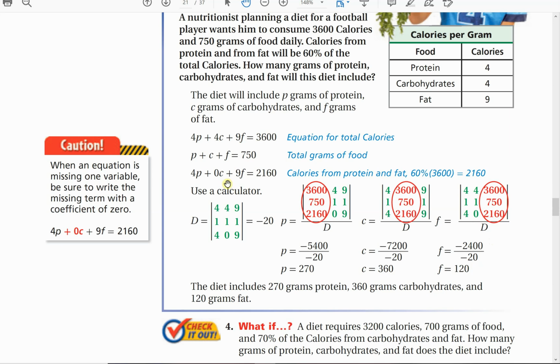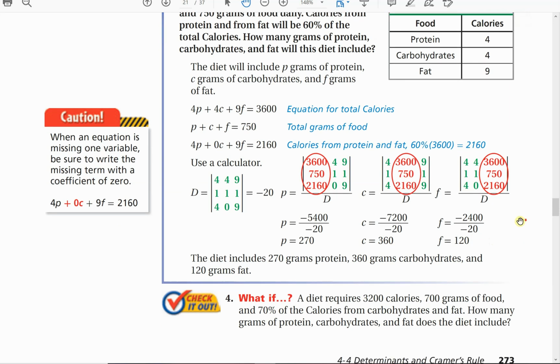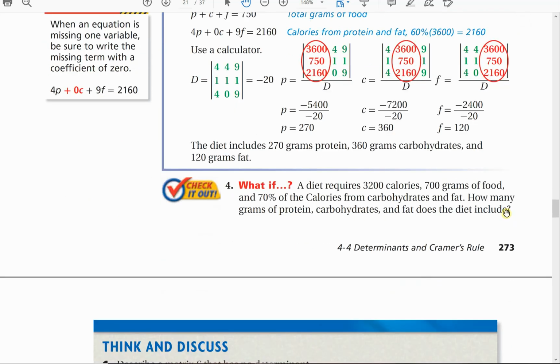And there it is. Now notice that they have to have a value for c here, even though it's 0, because otherwise it doesn't work. You don't have a 3 by 3 unless you have a 0 in for a missing variable. So that is something very important to know.